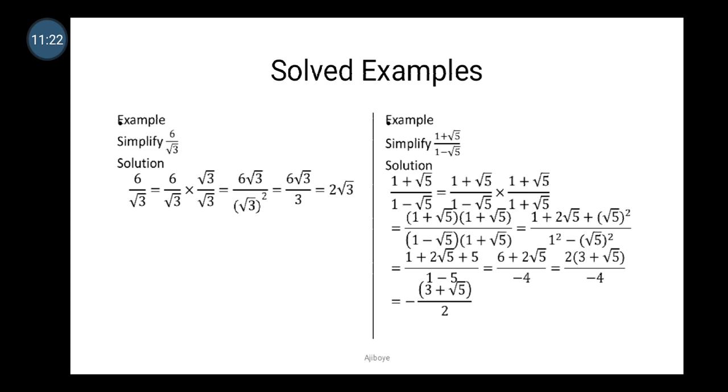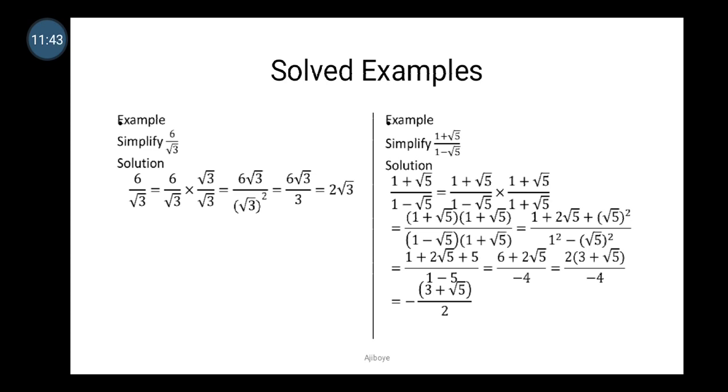Final answer. Consider the example carefully. All you need to do is to multiply by the surd. In the case of a monomial denominator surd, you just simply multiply by the surd, that's all. And then you get your simplified surd form.